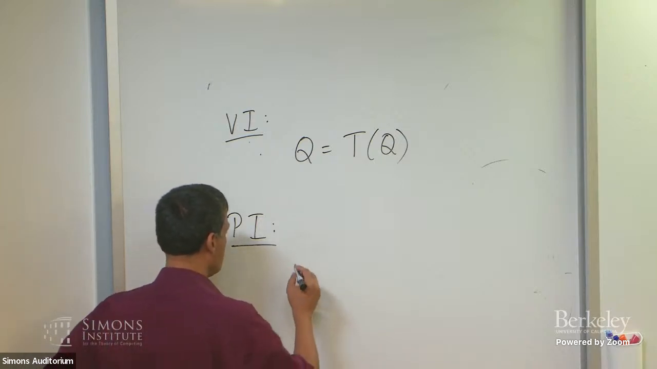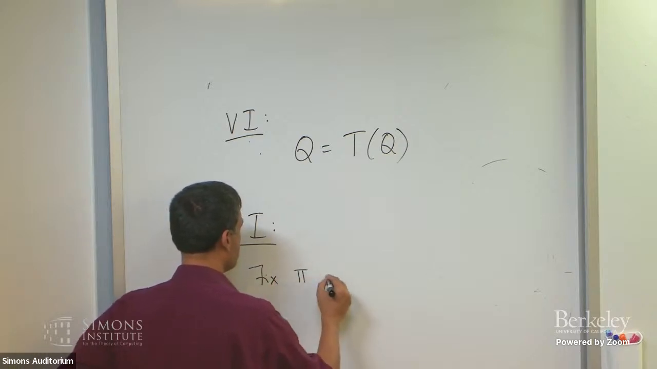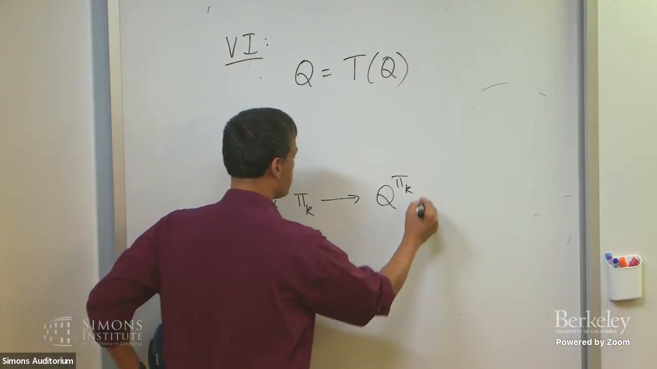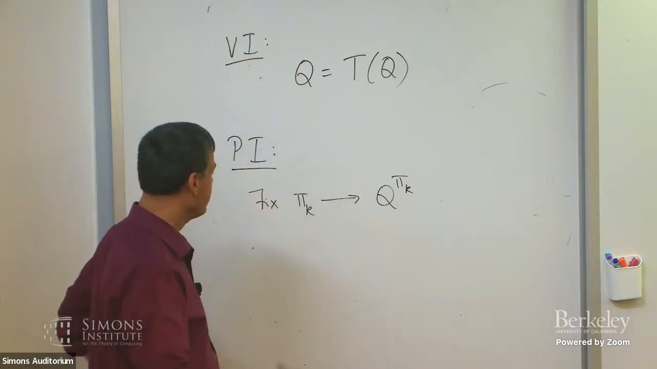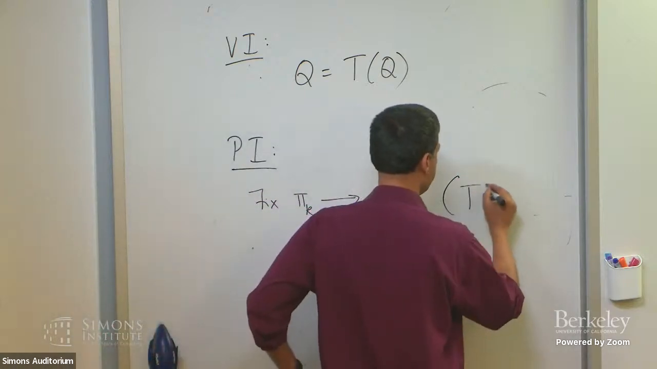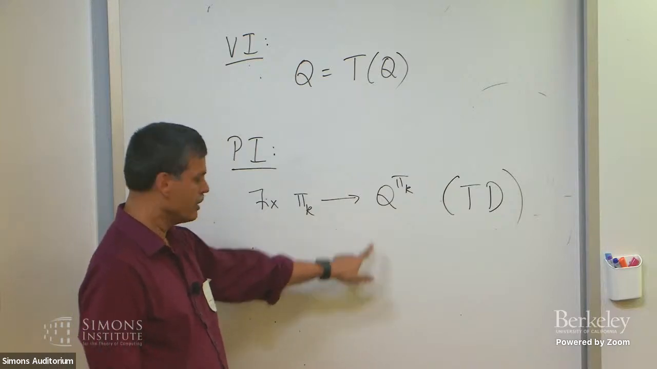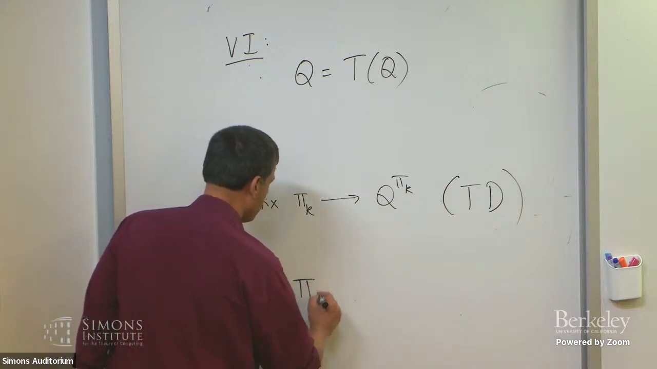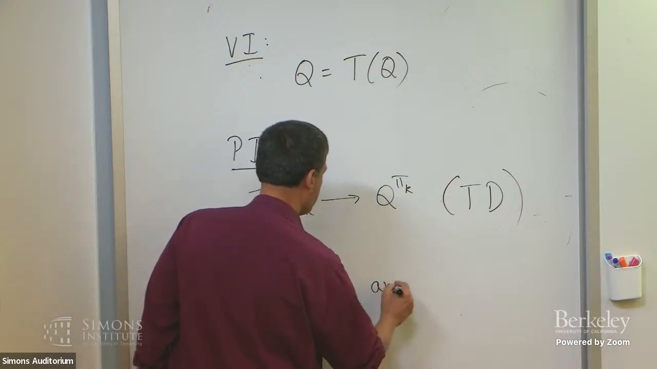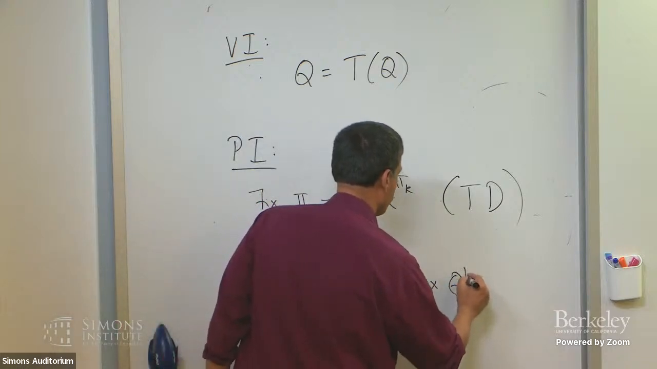Okay, so fix a policy pi, compute Q pi. So let me call it pi k. Okay, fix a policy pi k, get the Q function associated with that policy pi k. How would you do it? Using TD. We already know how to do this, right? Now you have a new policy. Okay, so now you can obtain a new policy by doing argmax of Q pi.